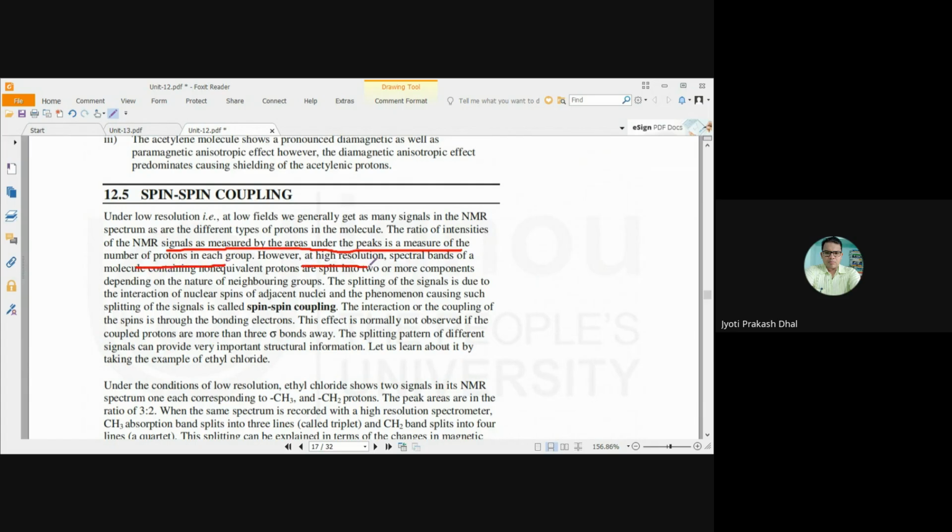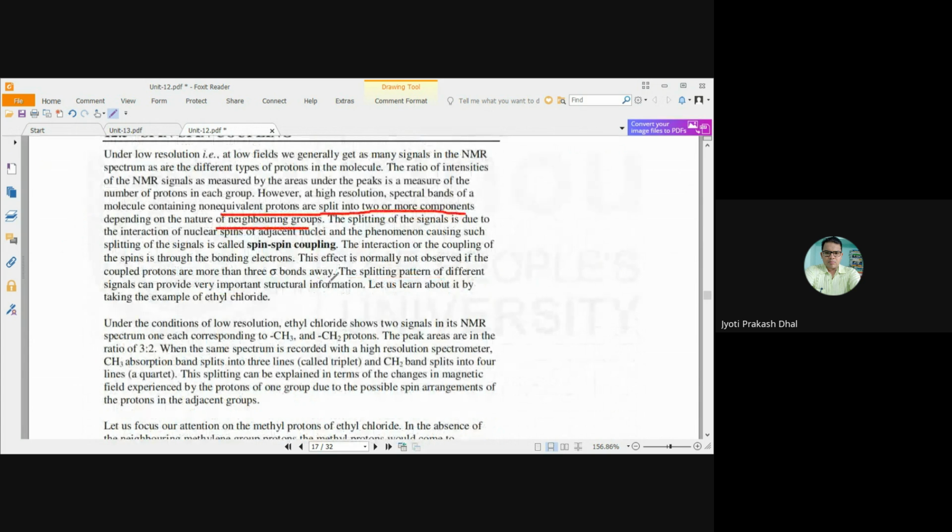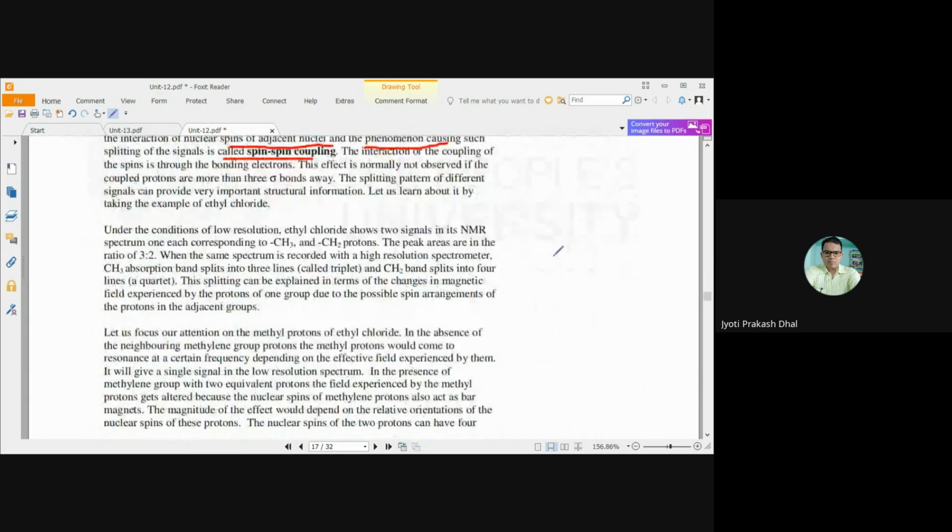However, at high resolution, spectral bands of a molecule containing non-equivalent protons are split into two or more components depending upon the nature of the neighboring groups. The splitting of the signal is due to the interaction of nuclear spins of adjacent nuclei, and the phenomenon causing such splitting of the signal is called spin-spin coupling. The coupling of the spins is through bonding electrons, so this effect is normally not observed if the coupled protons are more than 3 sigma bonds away.